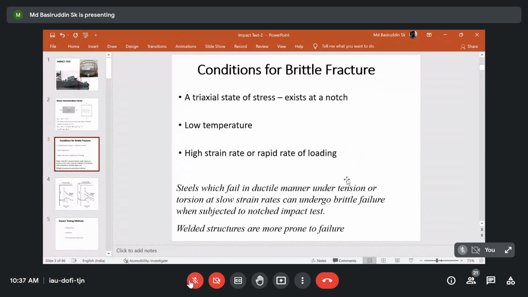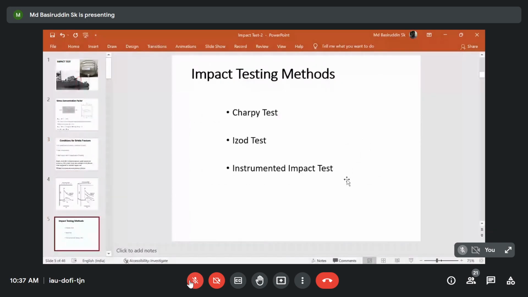So in laboratory scale, how can we measure or conduct the impact test? There are three different ways by which we can do that. Like we can do impact testing following the Charpy testing method. We follow the ISO testing method.